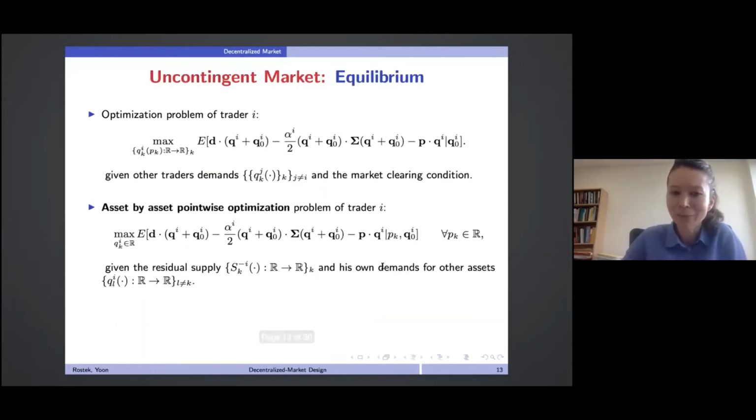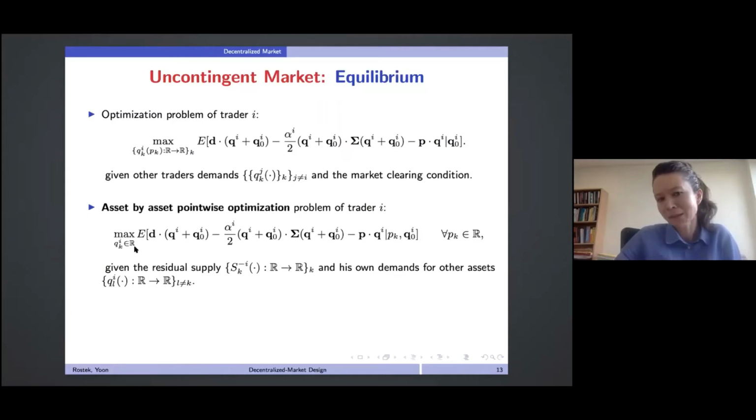And for the same traders and assets, let's now consider a multi-venue design. Okay, so consider an individual optimization problem of a trader in a market with K exchanges, each for one asset. His objective function is the same, and so is his information set, the privately known endowment vector. What changes is the choice variable. Now the demand for each asset is contingent on and hence measurable with the price of that asset alone.